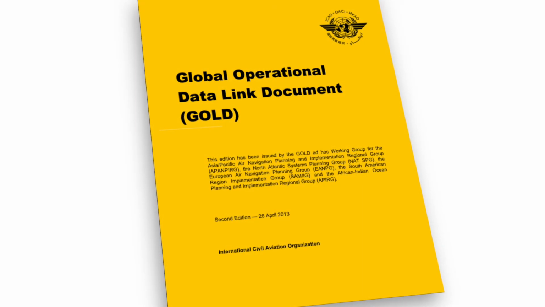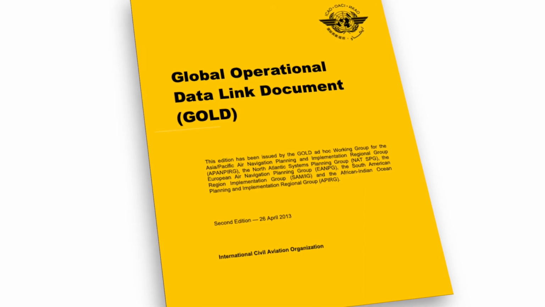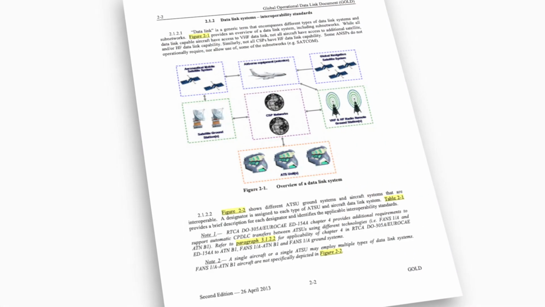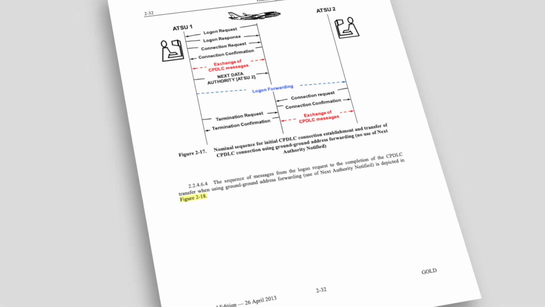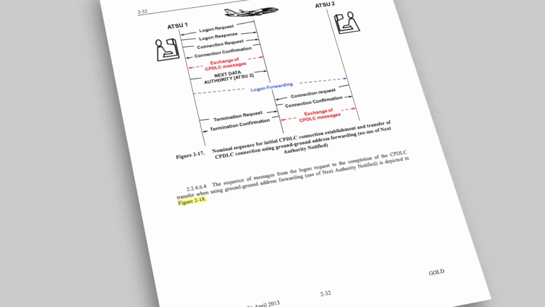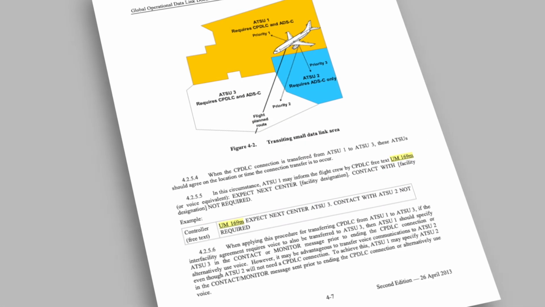For more information on CPDLC, refer to the Global Operational Datalink, or GOLD document. The GOLD document can be found online and contains a great deal of information useful to flight crews, such as flight crew procedures, message formatting, and more.